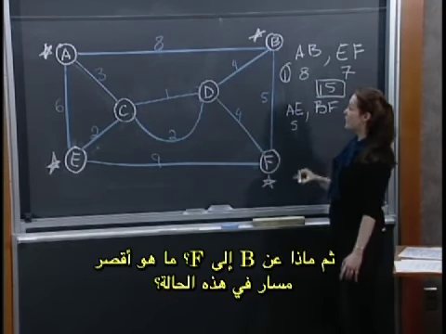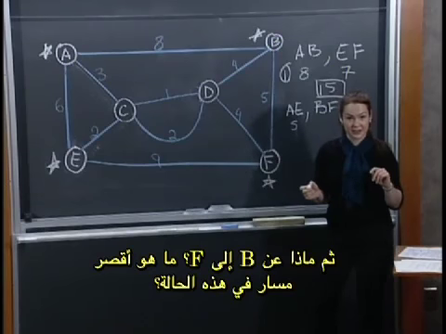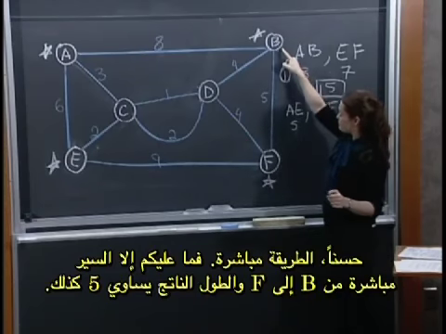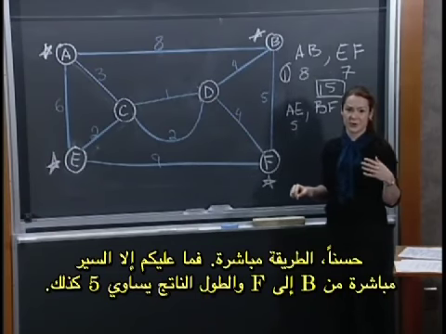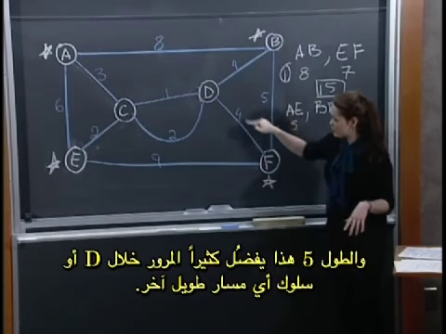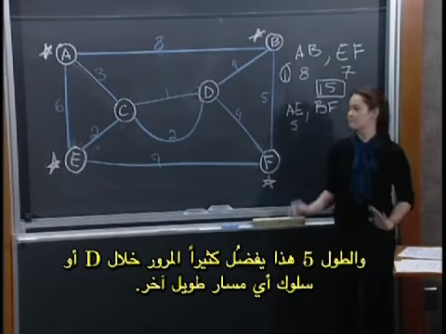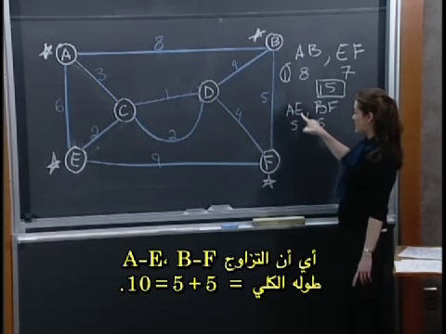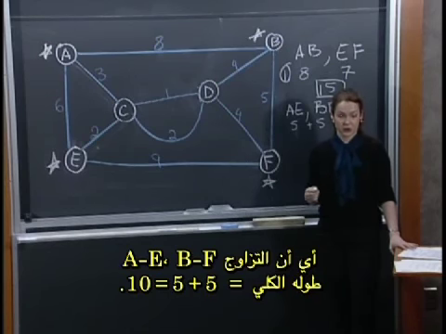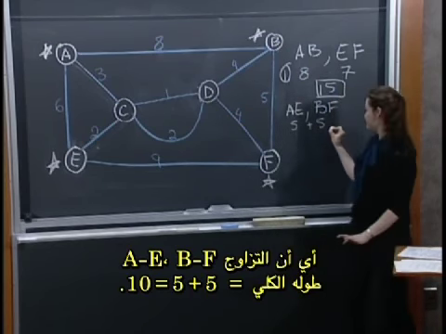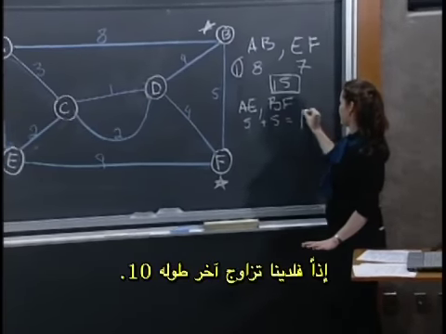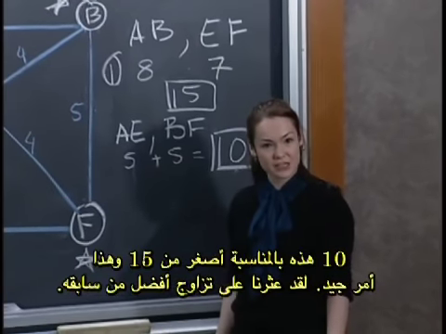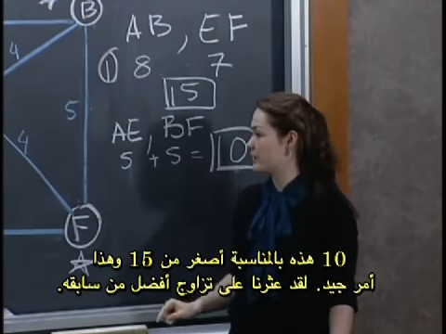That's length of 5. What about B to F? What's the shortest path there? Okay, well, here it's actually pretty straightforward. You just go from B to F directly, and that's the length of 5 as well. And 5 is much better than going through D or taking any other longer route. Okay, so we have 5 and 5. Thus, the matching AE, BF has a total length of 5 plus 5 equals 10. So we have another matching, it's a length of 10. 10, by the way, is smaller than 15. So this is good. We found a matching that's better than the previous one.